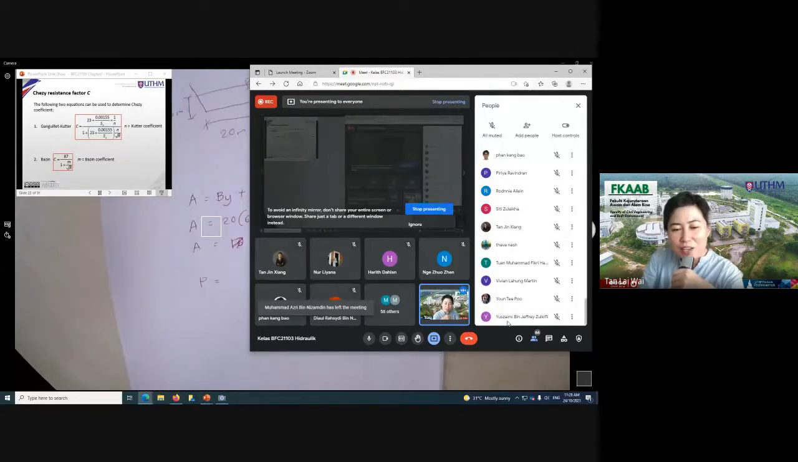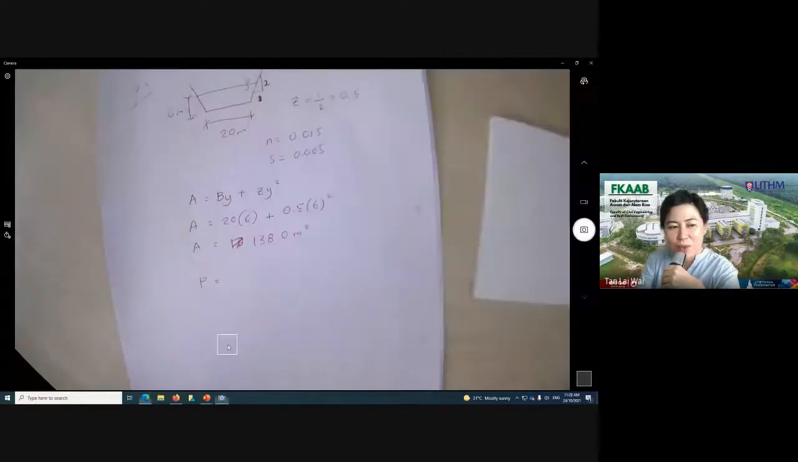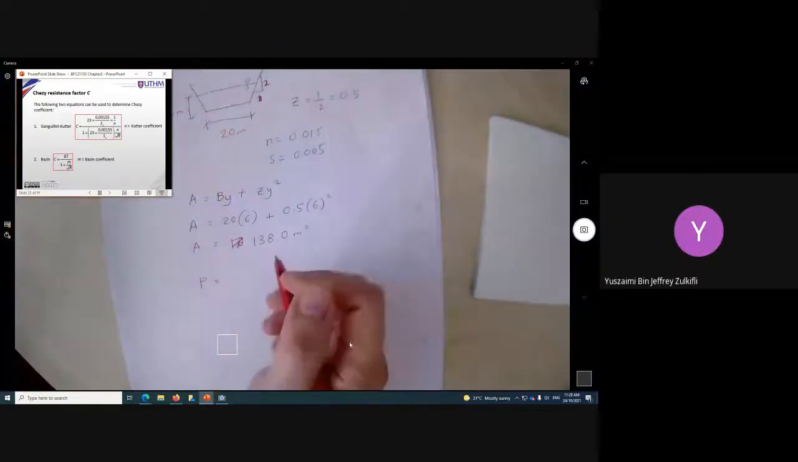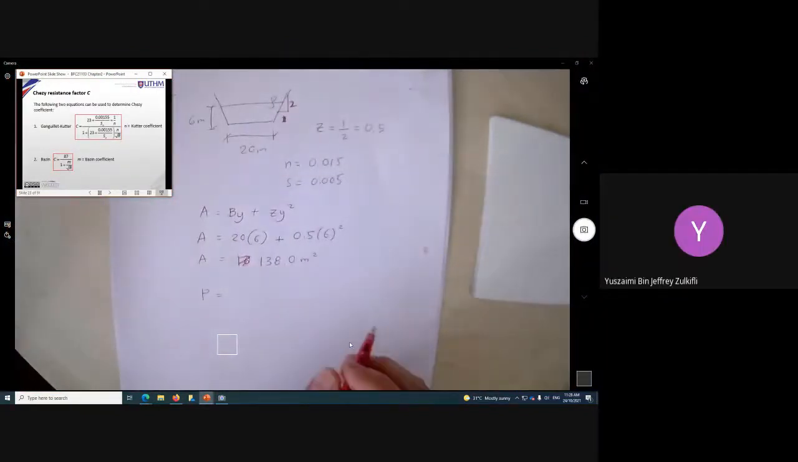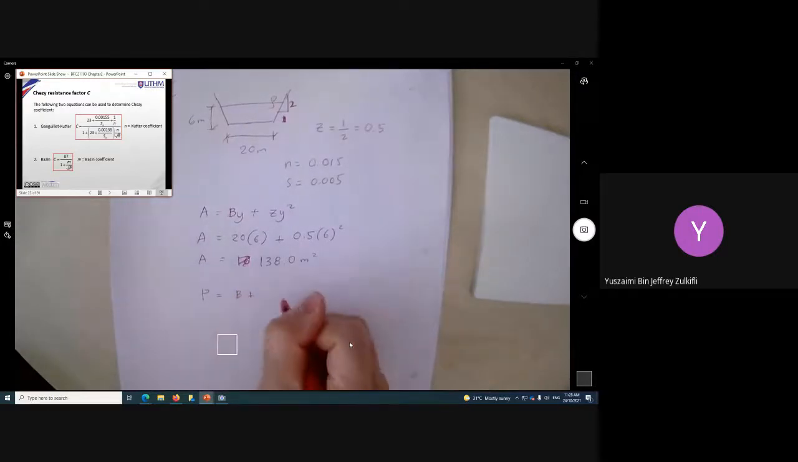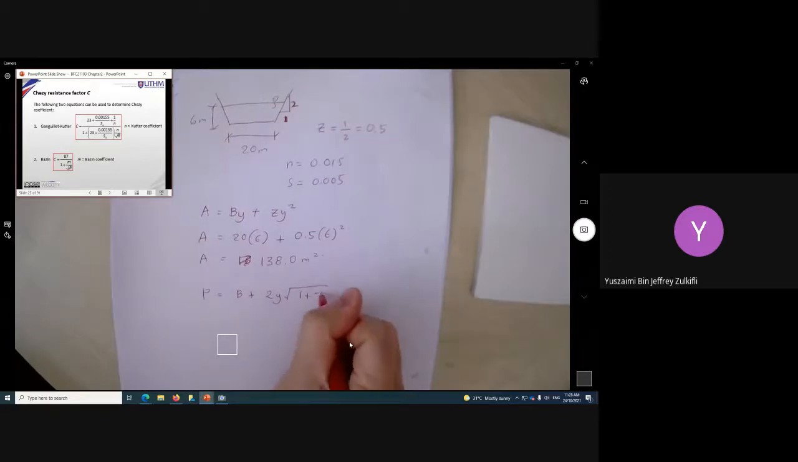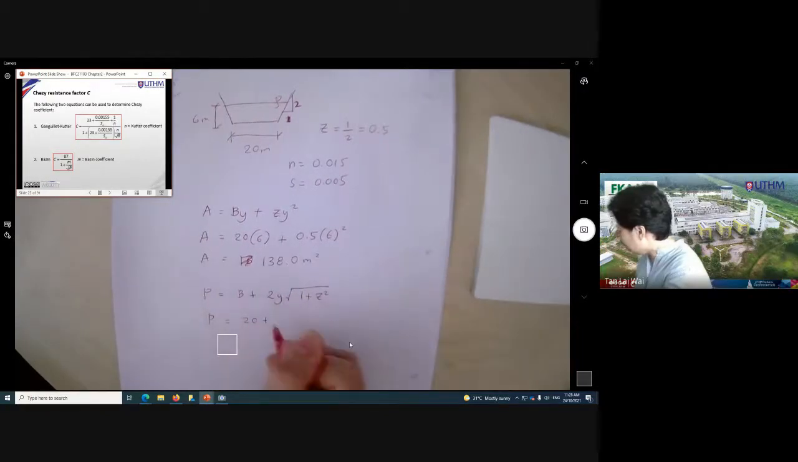Yuzaimi, are you there? Okay, great. Yuzaimi, help me continue. Give me the wetted perimeter, please. b plus 2y square root 1 plus z squared. Okay. Help me calculate this, please.